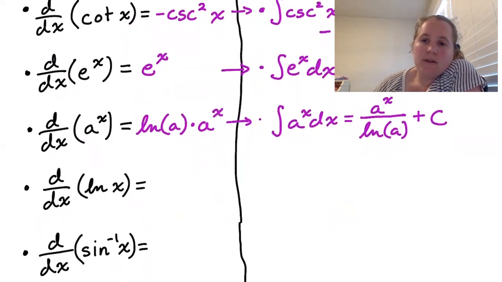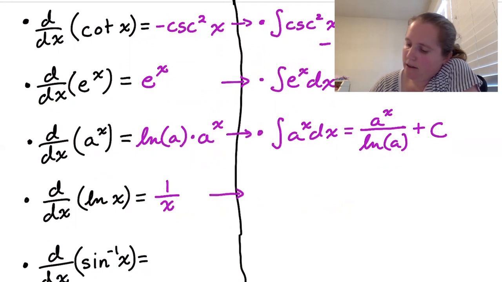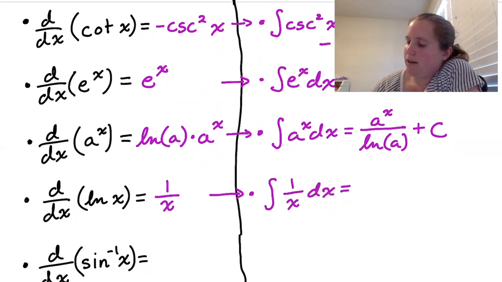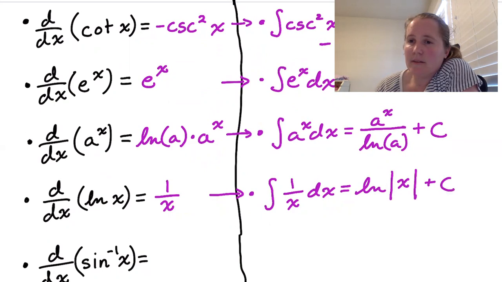Then we had the derivative of natural log of x was 1 over x. And we get that the integral of 1 over x dx, we have a natural log of x, but it actually turns out we can do this for both positive and negative x. It winds up being the natural log of absolute value of x, and then plus c.